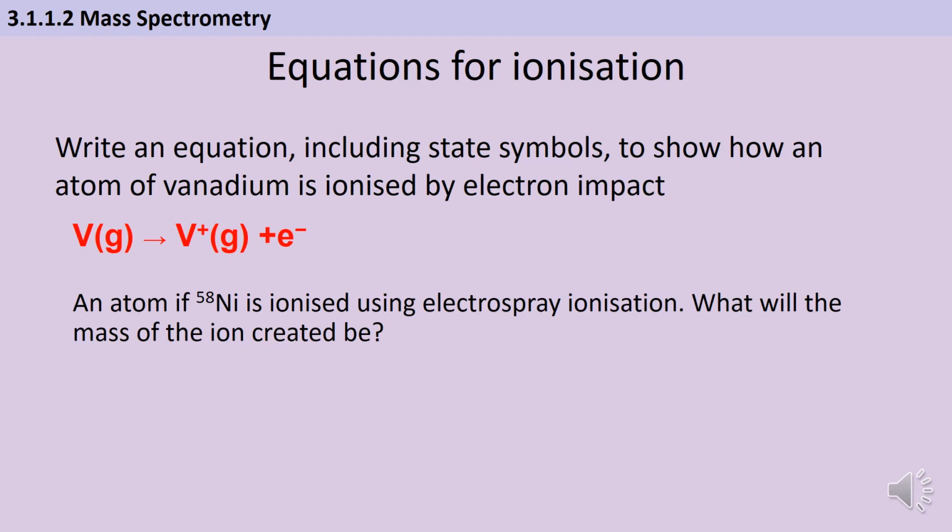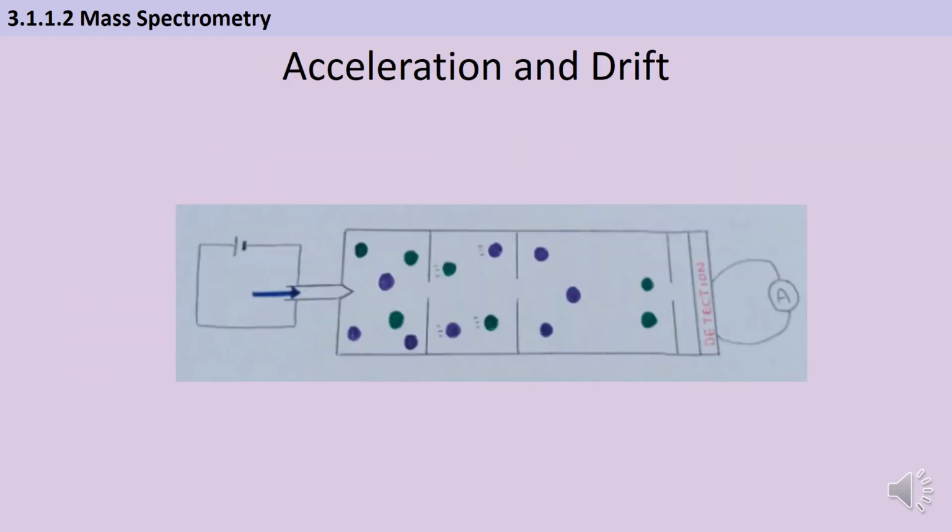Or we could ask about what the mass of the ion would be if we're using electrospray ionisation. Remember, that involves picking up a proton, so therefore if I've got 58 nickel, my ion will have a mass of 59. So here you've got a very simplified diagram of a mass spec, and I've got a bunch of ions which have already been ionised using electrospray ionisation. So you can see here that my polar solvent has been injected into quite a big needle, to be fair, which has been connected to a high voltage power supply, and they're going to have each gained a proton.